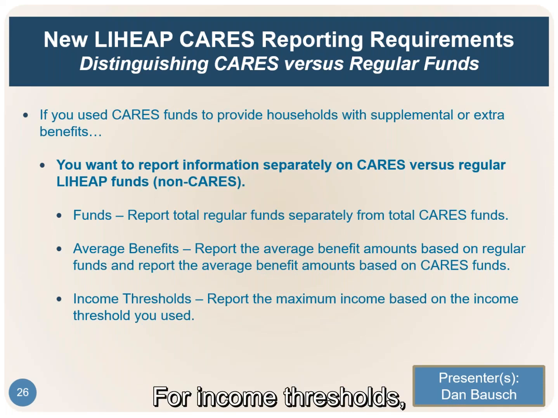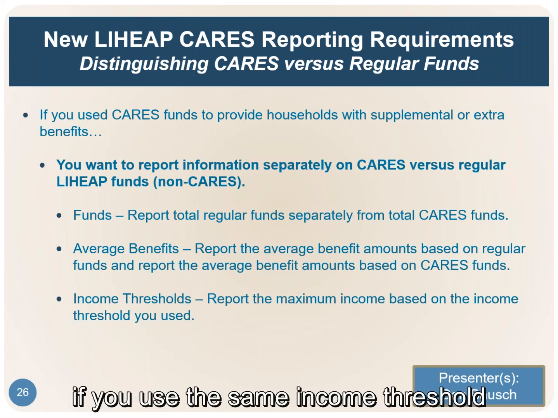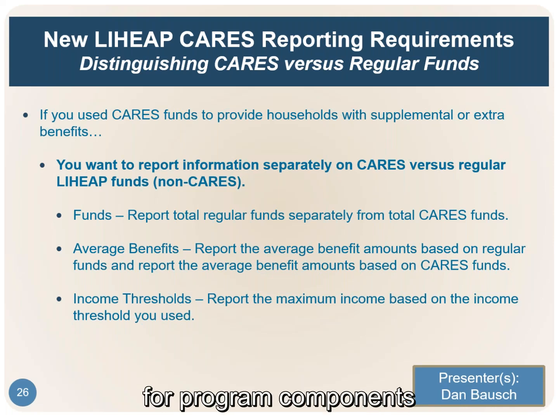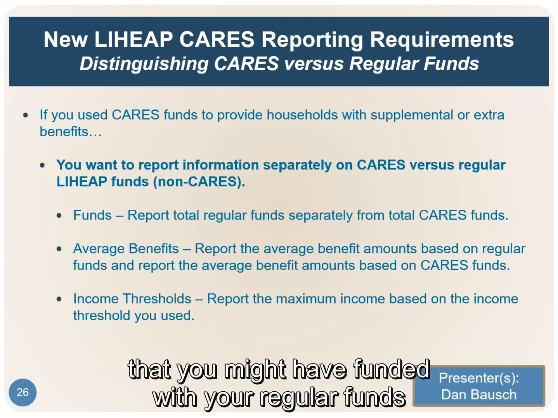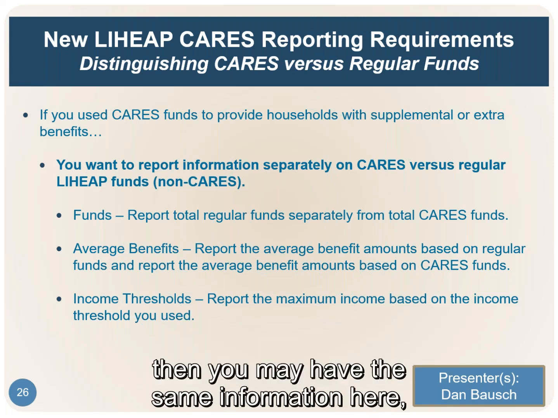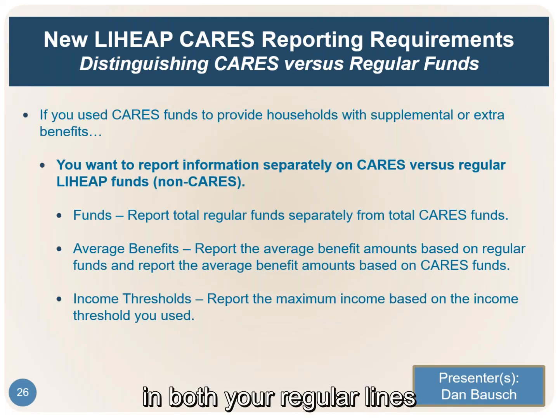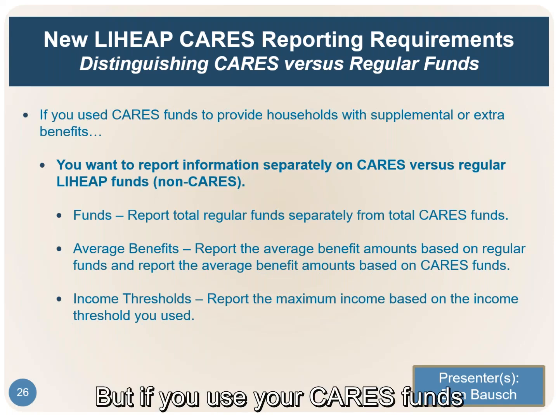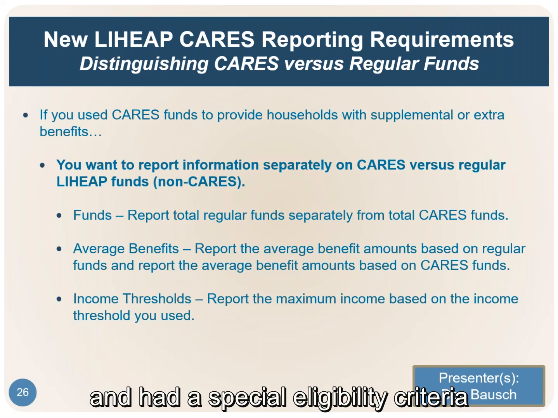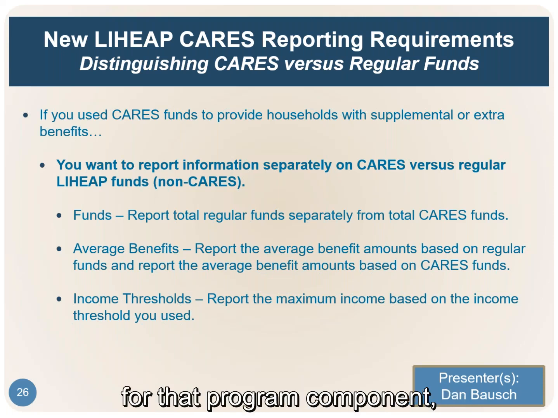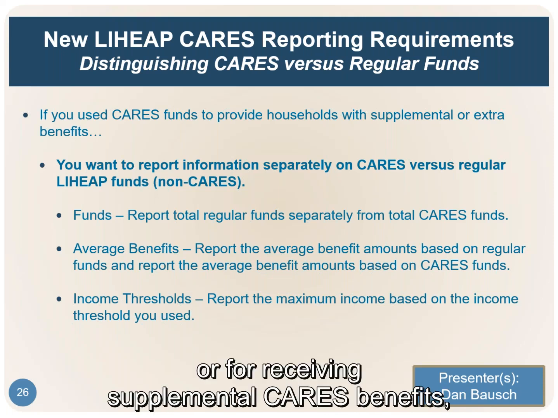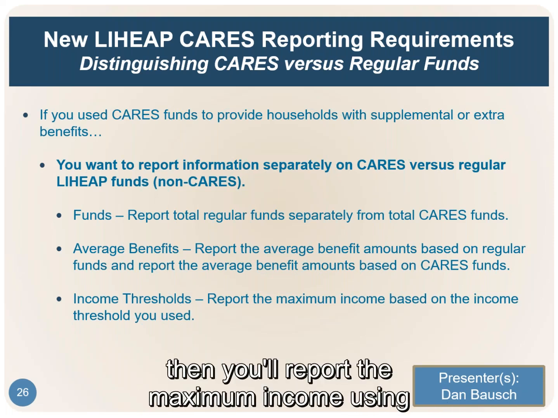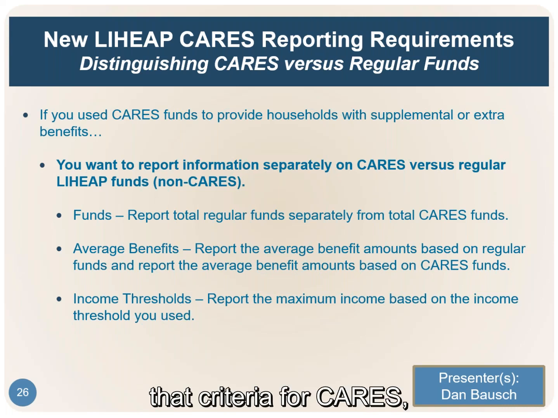For income thresholds, if you use the same income thresholds for program components that you might have funded with your regular funds and with CARES, then you may have the same information in both your regular lines and in your CARES lines. But if you use your CARES funds and had a special eligibility criteria for that program component or for receiving a supplemental CARES benefit, then you'll report the maximum income using that criteria for CARES, and it'll be different from what you report for your regular funds.